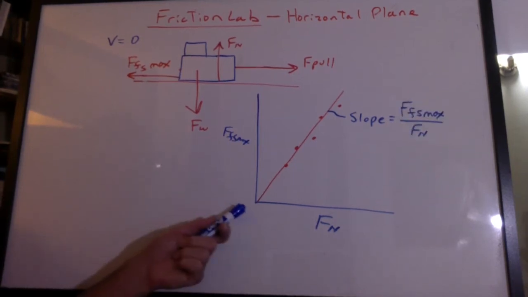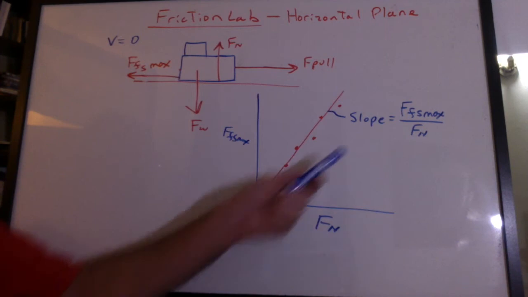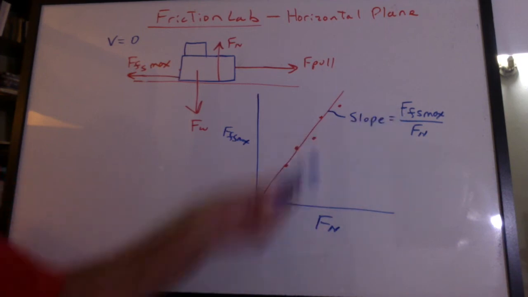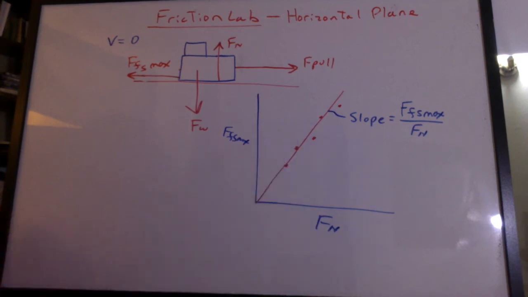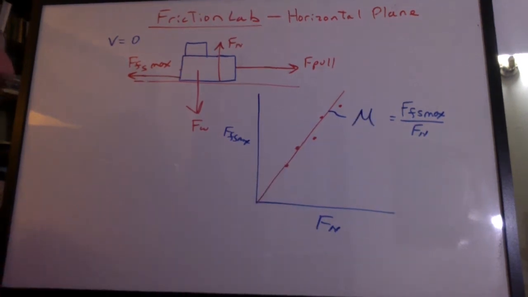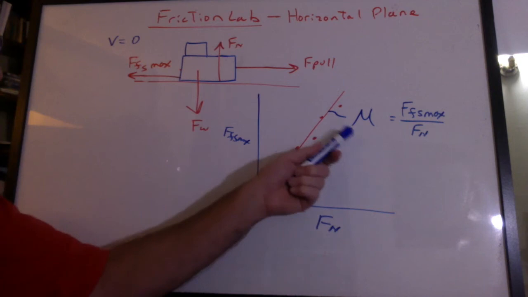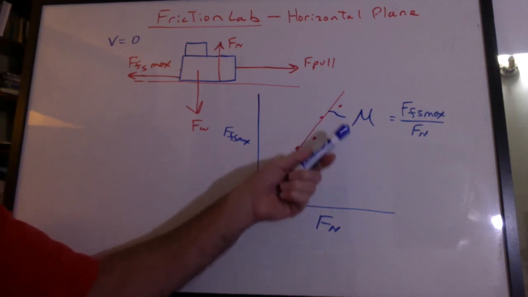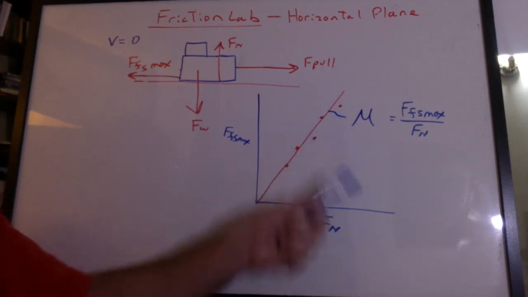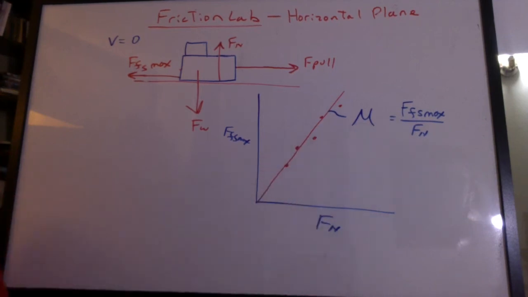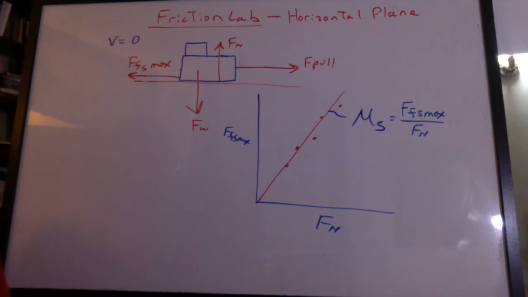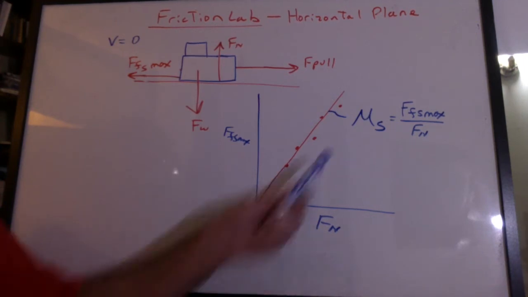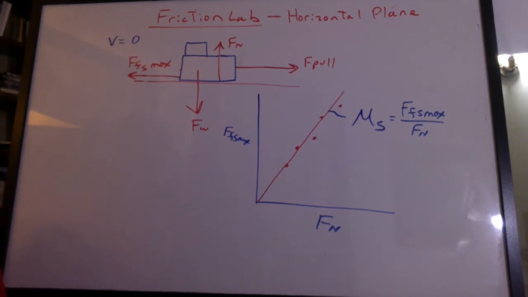Since 0, 0 is on the line, we can simply say that the force of friction maximum divided by the normal force is the slope, which we call mu. That's a Greek letter. It's not an M, it's not a U, it's a mu. And because we're dealing with static friction, we put an S as a subscript to represent that it is the static coefficient of friction.